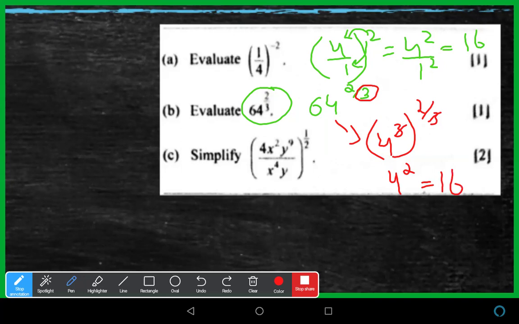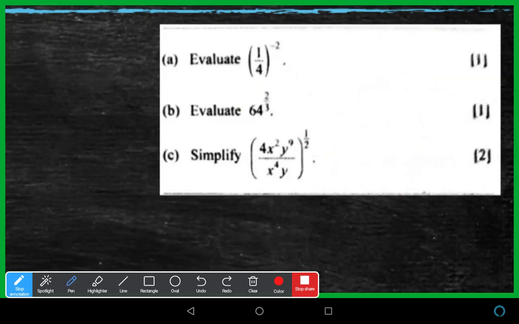Now part C. This carries 2 marks. Now, the whole power is 1 upon 2. We have to give this power to all the elements in the bracket. So how can we do this? But before applying 1 upon 2 to every element, we can do some simplification in the bracket as well.